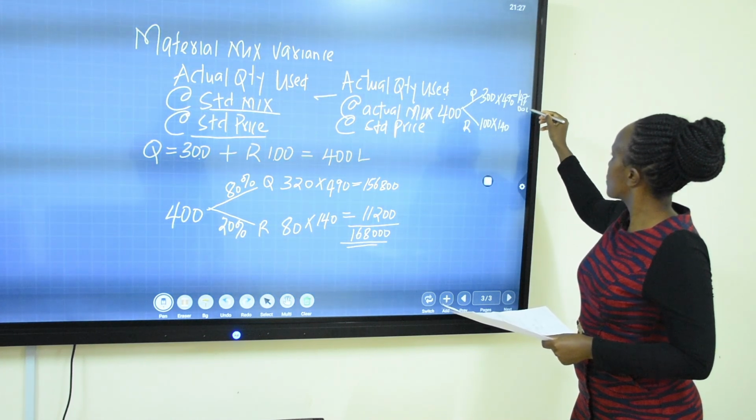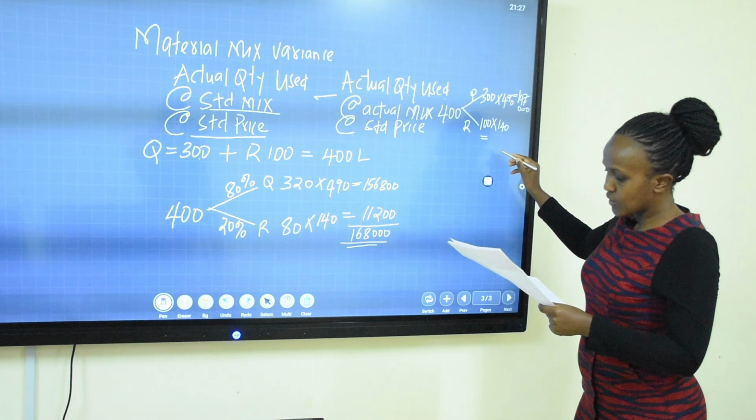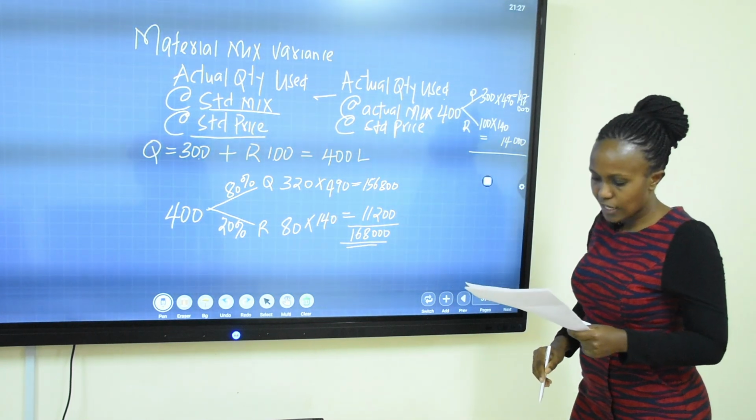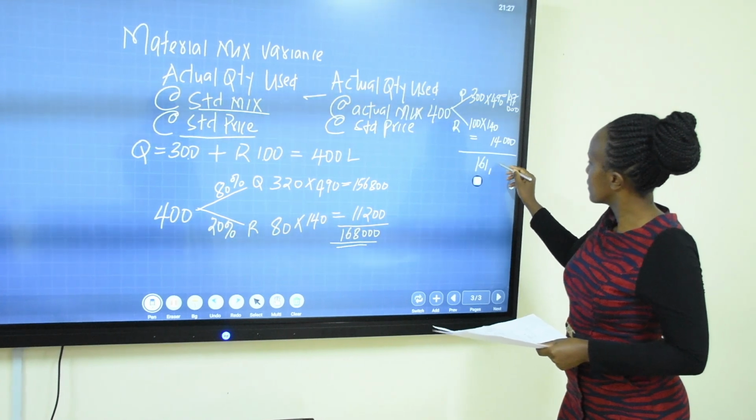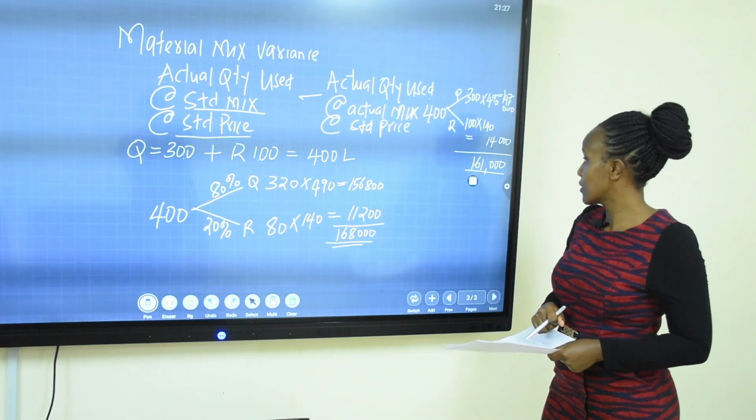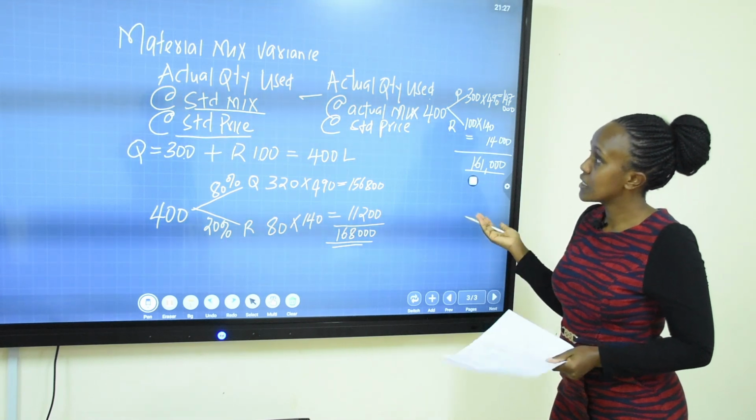Forgive me for this, 147,000. And this one gives us 14,000. Which again gives us a total of 161,000. So the actual mix costed 161,000. So the question is, then what is the mix variance?